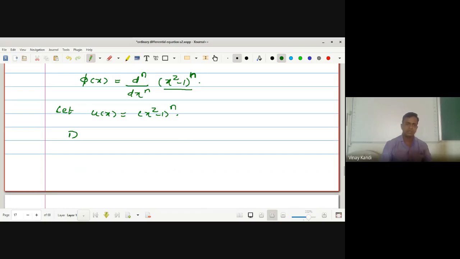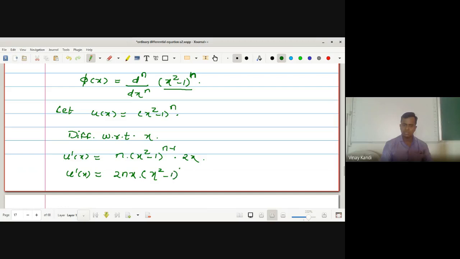This equation, differentiate with respect to x, then we get u dash of x is equal to what we get, n into (x square minus 1) raised to n minus 1 into 2x. Okay, that is equal to u dash of x is equal to 2n x into (x square minus 1) raised to n minus 1. Okay, up to here any doubt?